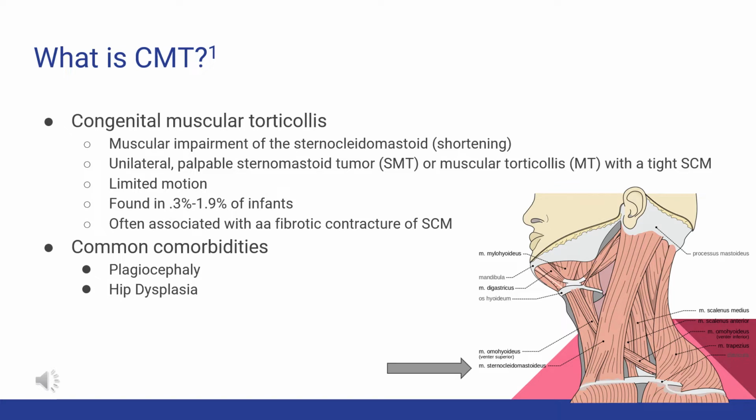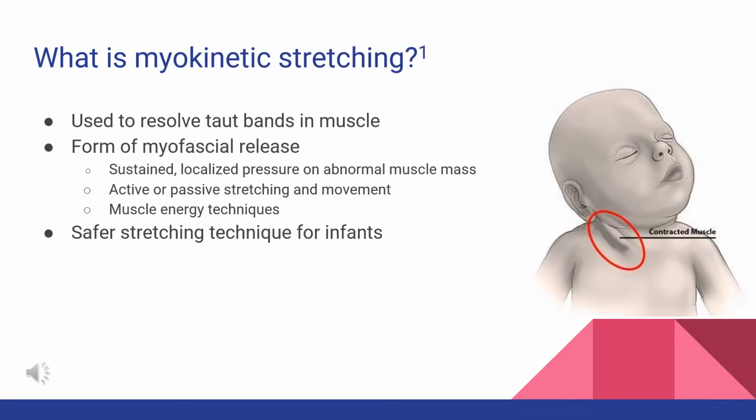Before we talk about the article and treatment we chose, here's a brief overview of what CMT is. It's a muscle impairment of the SCM where it's a unilateral tightness that causes a limited range of motion and impairments in ADLs. It's possible with CMT that there will be a fibrotic mass along the SCM, which can increase treatment length. It's also common for there to be plagiocephaly or hip dysplasia in this population.